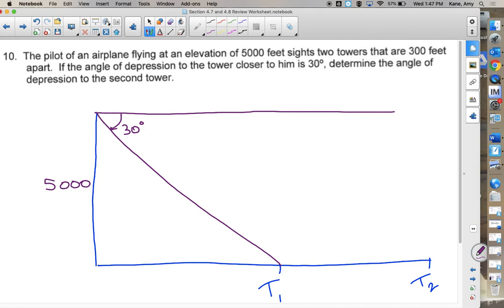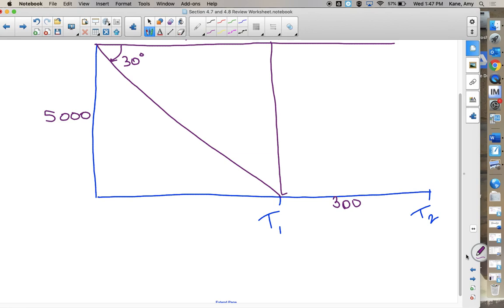So there's two ways you could approach this problem. You could use this triangle here to get the distance from the plane to the tower. Or you could make yourself another triangle up above here, but somehow you have to figure out the distance that tower 1 is from the plane, because we know the distance between them is 300 feet. So I need to get that horizontal distance.